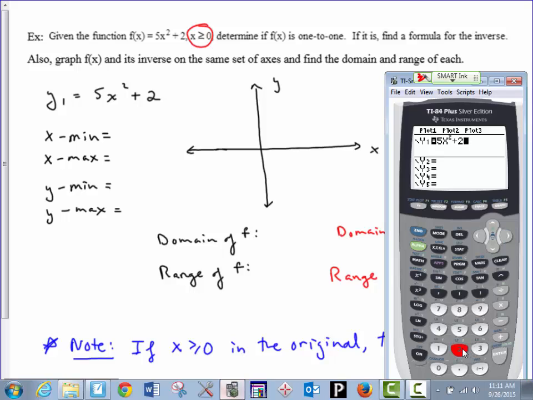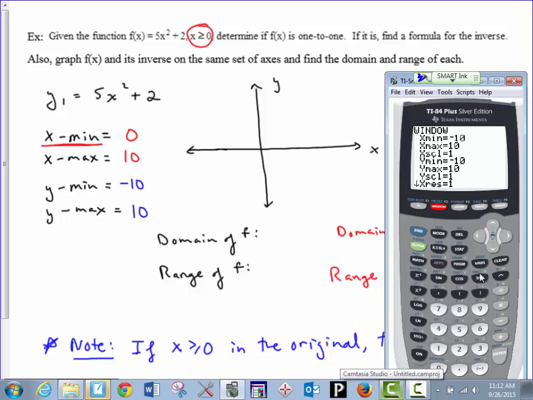Now, because we have a restriction on our domain being x is greater than or equal to 0, that is actually telling us how to set our x minimum. So the x minimum would have to be 0 because that would be where our x's start. Let's go ahead and set our x max to 10, and then we can change that later if we find out that that doesn't work. And then let's do our y min at negative 10 and our y max at 10. So let's go set our window.